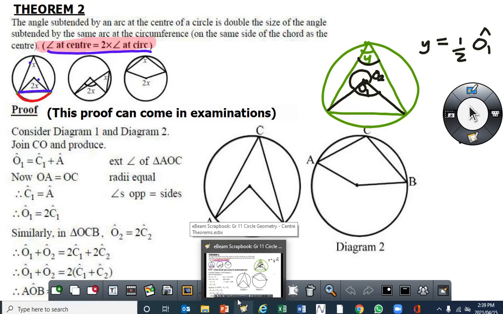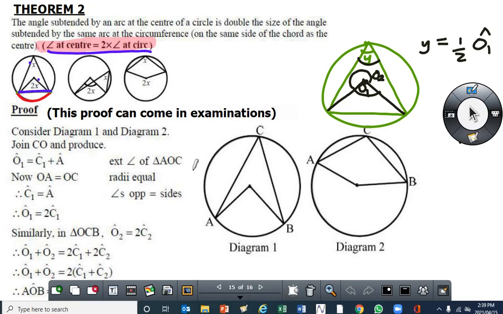Earlier in the morning, I introduced Theorem 2. I just want to emphasize in shortcut form what Theorem 2 says.